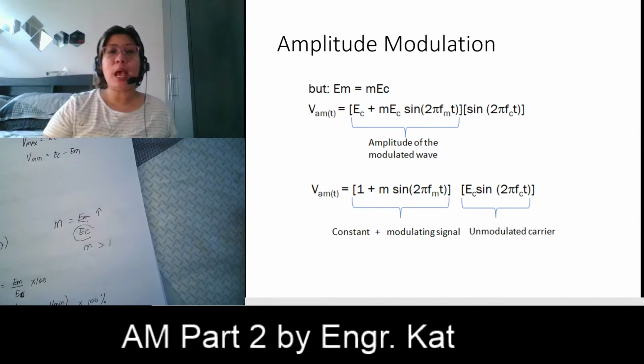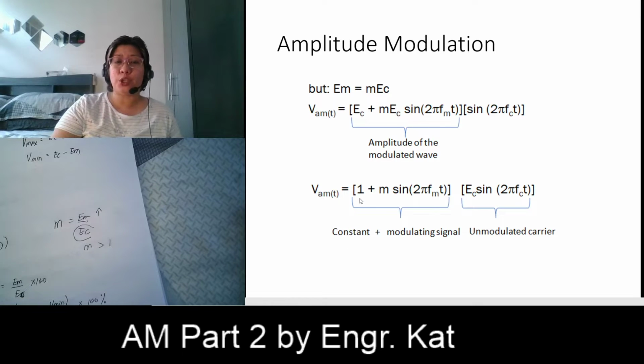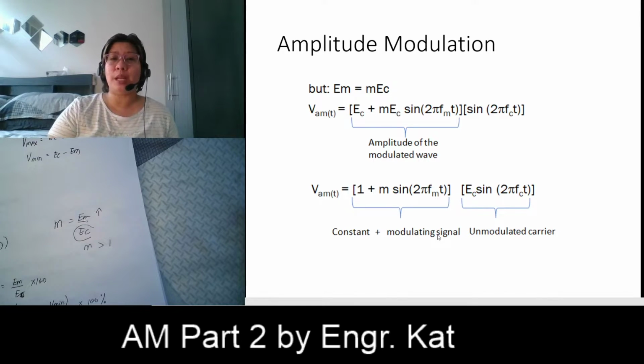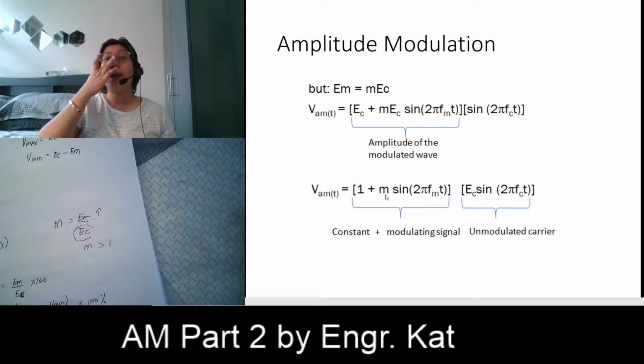And then we have here your constant, which is your 1 here. And then we have here your M sine of 2 pi FMT, which is your modulating signal. Why do we have your modulating signal? Because of the factor M here. And M is the combination of your EM and your EC.